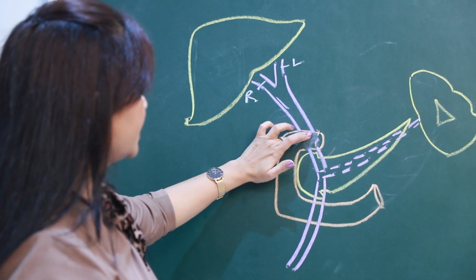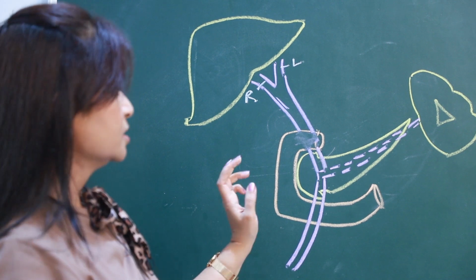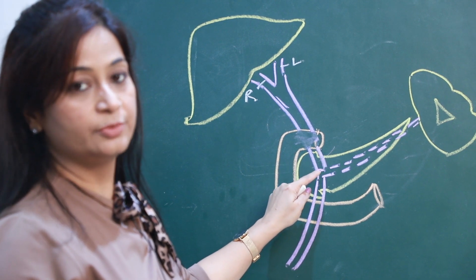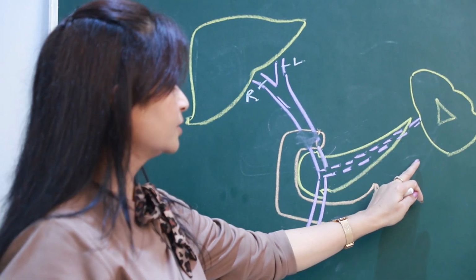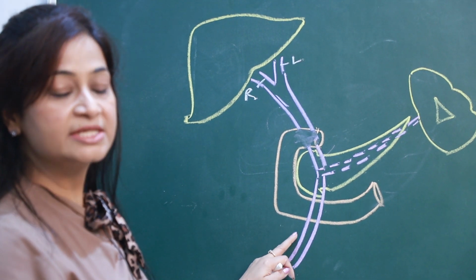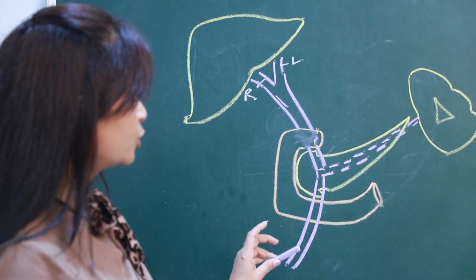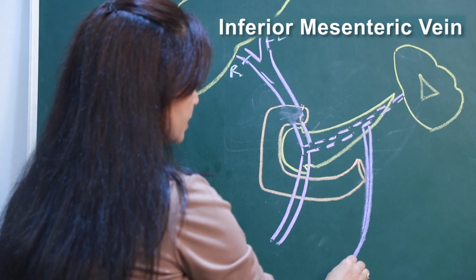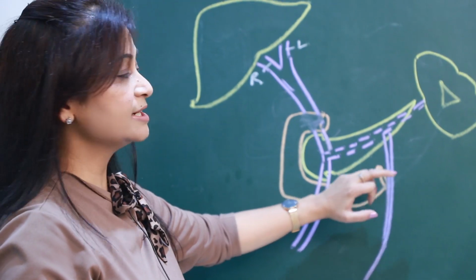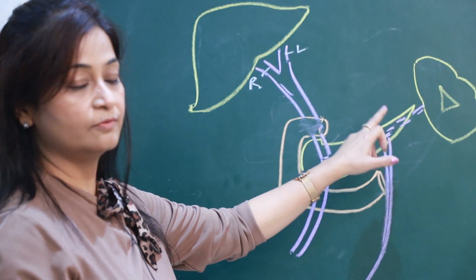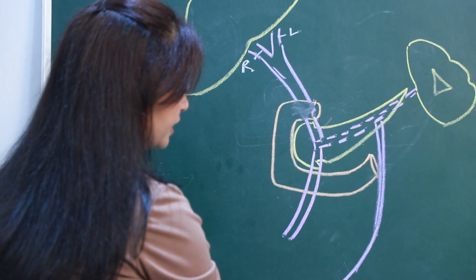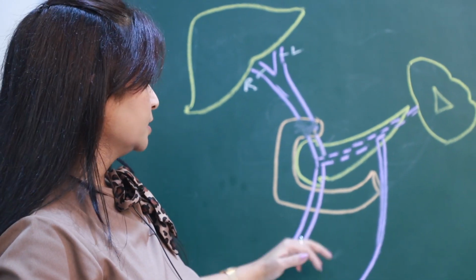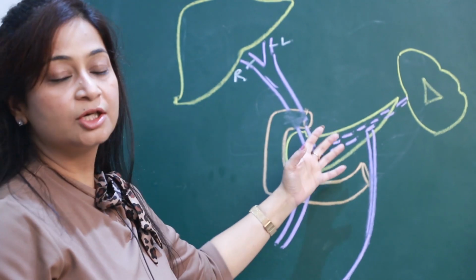Now we shall see the various tributaries of the portal vein. So first and foremost, we'll talk about these two, which are the formative tributaries. Number one, the splenic vein, and this one, the superior mesenteric vein. Now it is also important to know here that the inferior mesenteric vein drains into the splenic vein, hence it is an important tributary of the splenic vein, and the inferior mesenteric vein in turn is a continuation of the superior rectal vein. So these two veins will also be a part of the portal system.